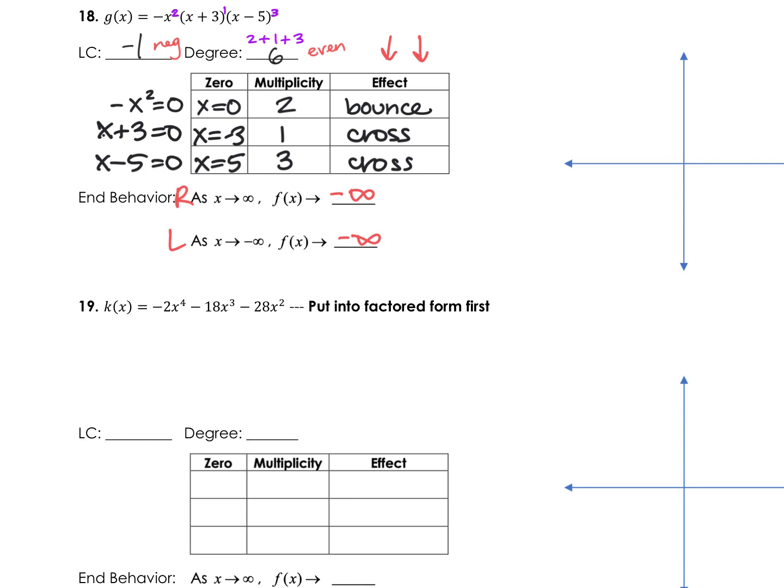Seem good? -3 has a multiplicity of 1, so it'll cross. 5 has a multiplicity of 3, so it'll cross. Because those are both odd. My bad. All right, go ahead and graph those.